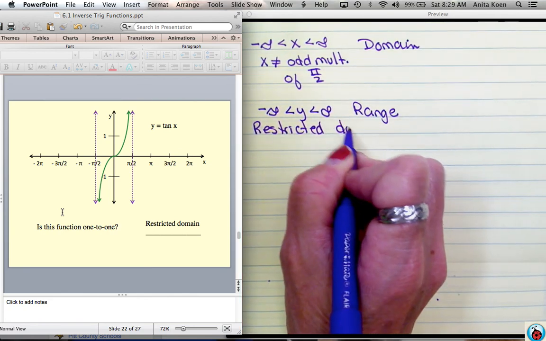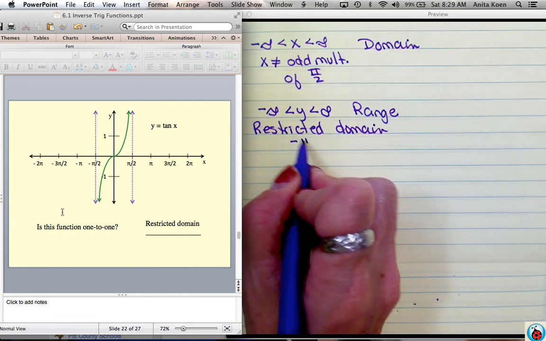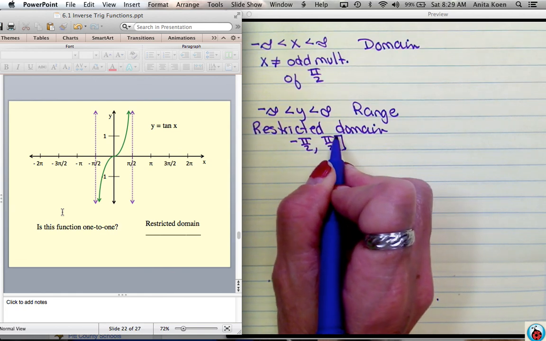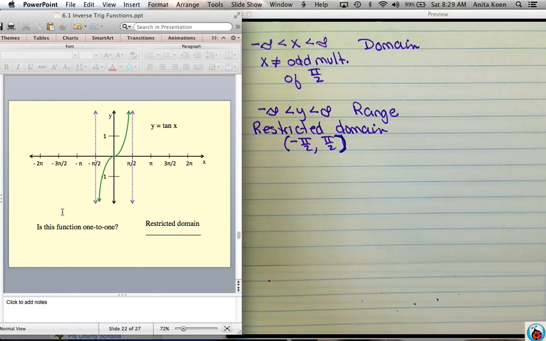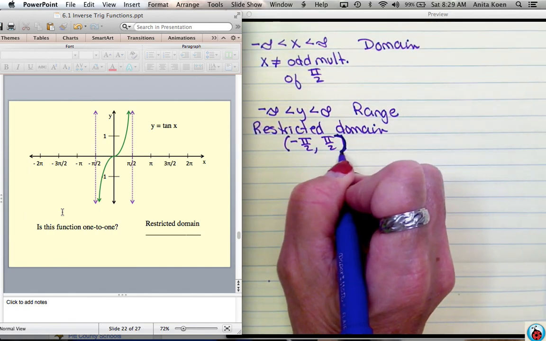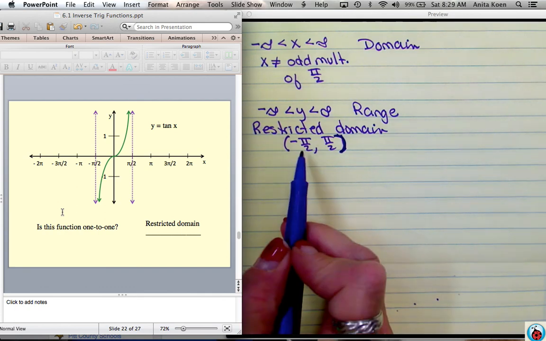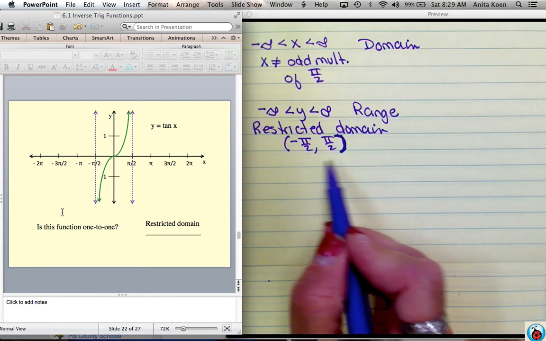Now notice, I hope you will see that this is the same restricted domain that we used for the sine function, except for the sine function we could include the endpoints, and with the tangent function we cannot include the endpoints because the tangent function is not defined at negative pi halves and pi halves. So this is non-inclusive here.